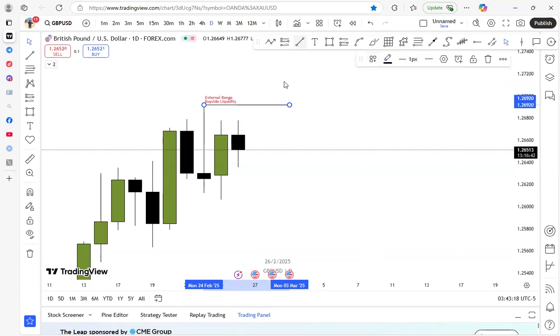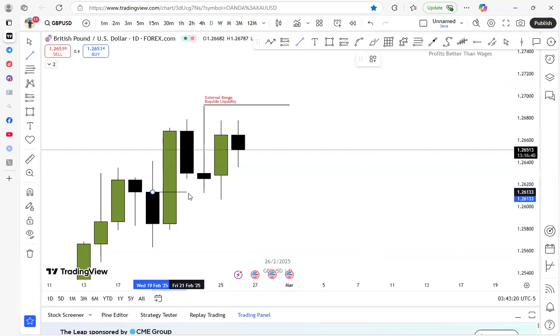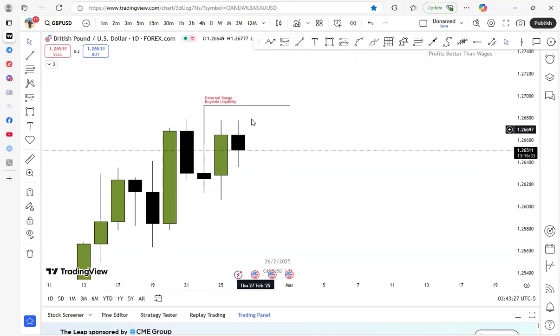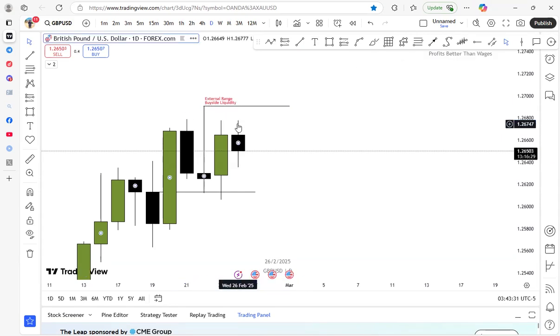Why? Because we have just taken this internal range liquidity in the form of an order block. And after taking this thing, this high here is now acting as what? As our next draw on liquidity. And this high is not yet taken.